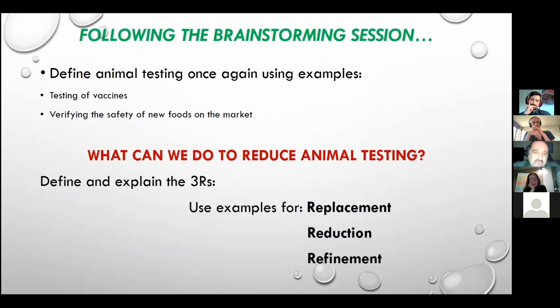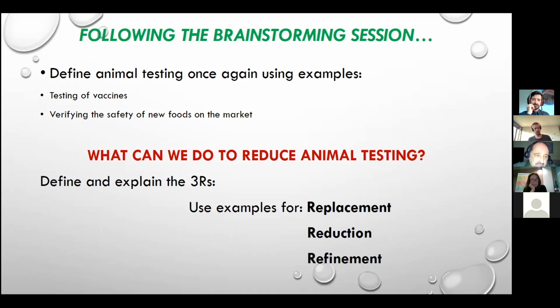So once we collect the ideas from the brainstorming session, then we have to define what animal testing means, what falls under the definition of animal testing, the idea of using animals in science in a very wide context. And also there are commercial links to animal testing. Because if I am testing some goods, if I am testing the safety of a product, there are also, of course, commercial interests. And this also falls under animal testing.